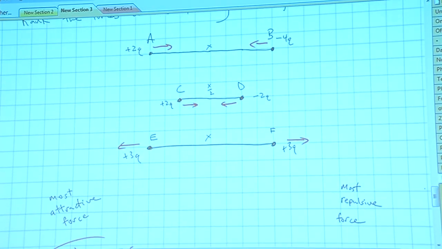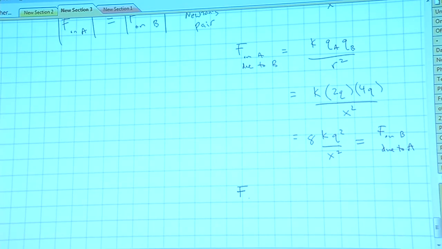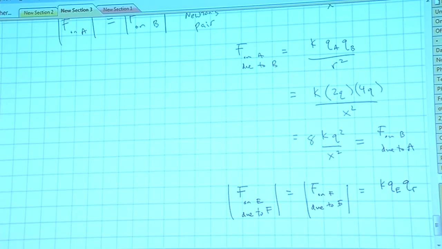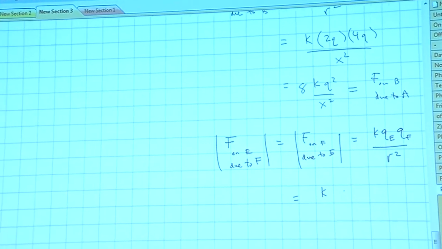So what do we know right off the bat? These are going to be paired up, right? A and B are going to be the same. C and D will be the same, and E and F will be the same. We've got A, B, C, and D figured out. All we need is one more, right? E due to F is going to equal the force on F due to E. What are they? They're both 3Q.